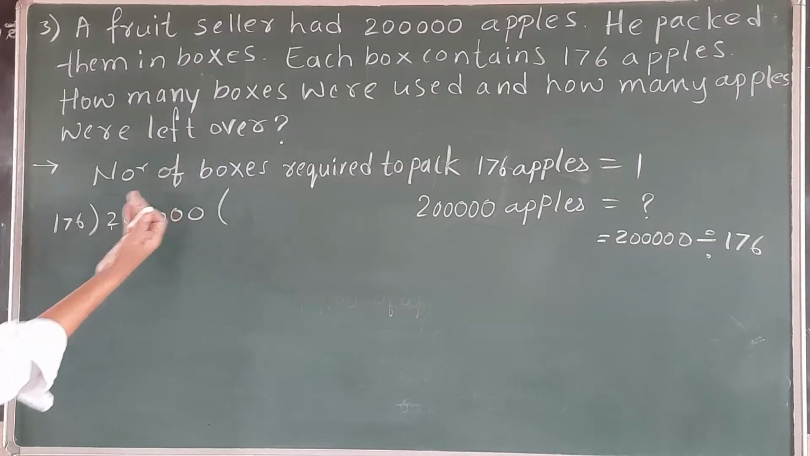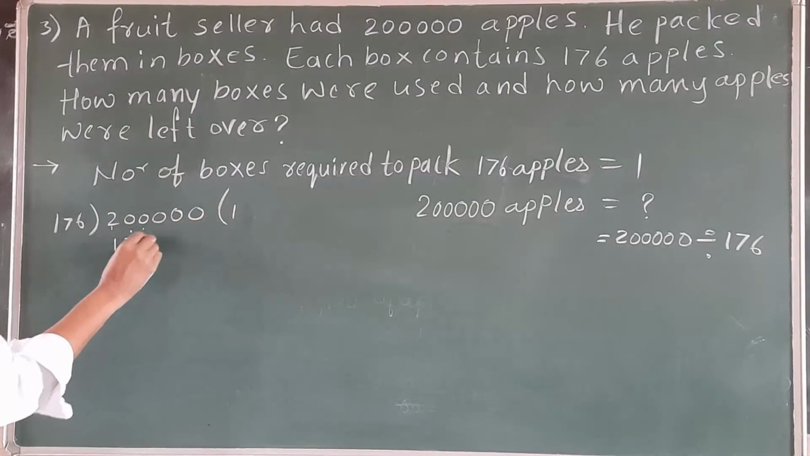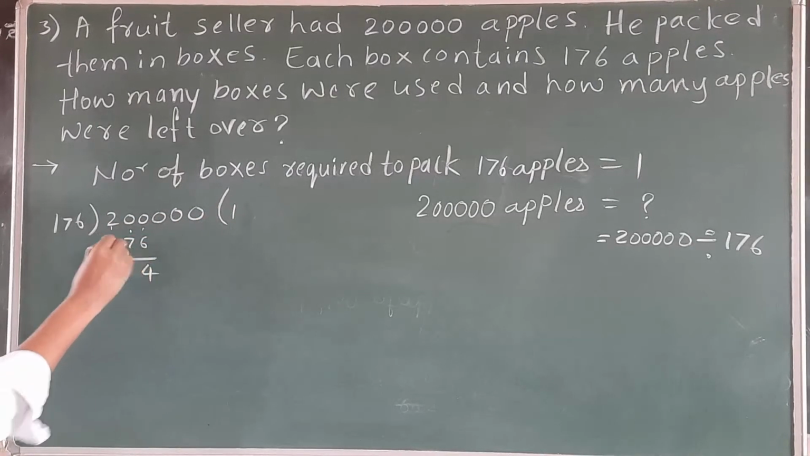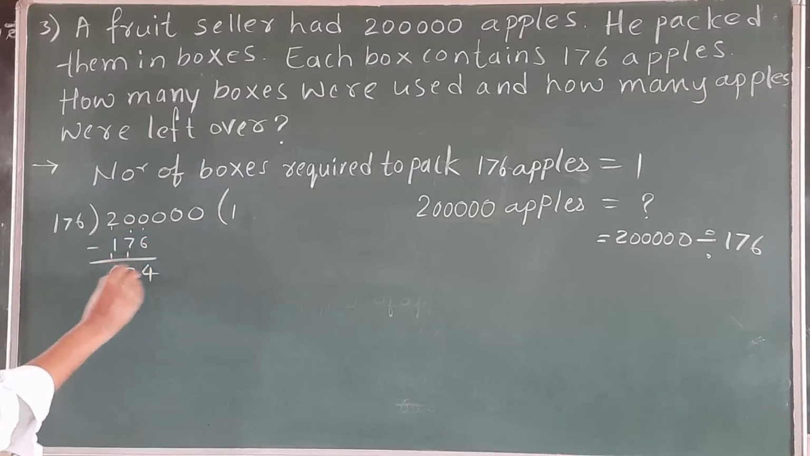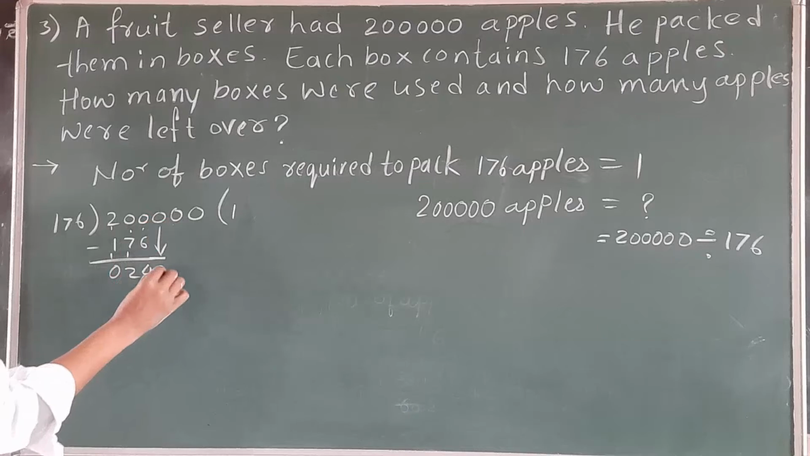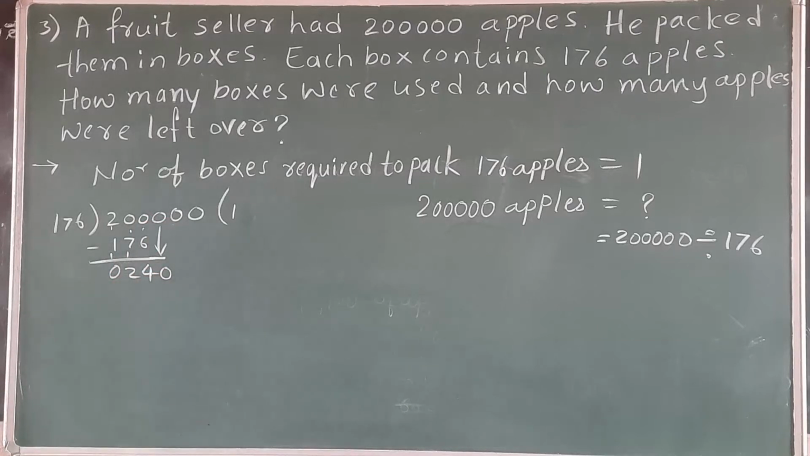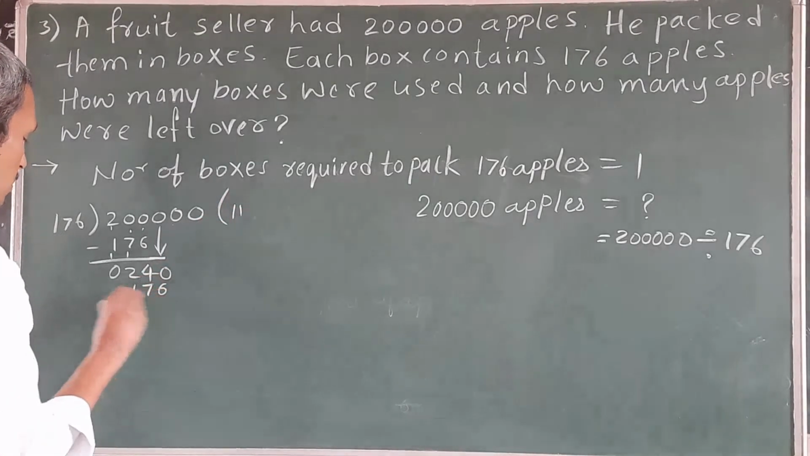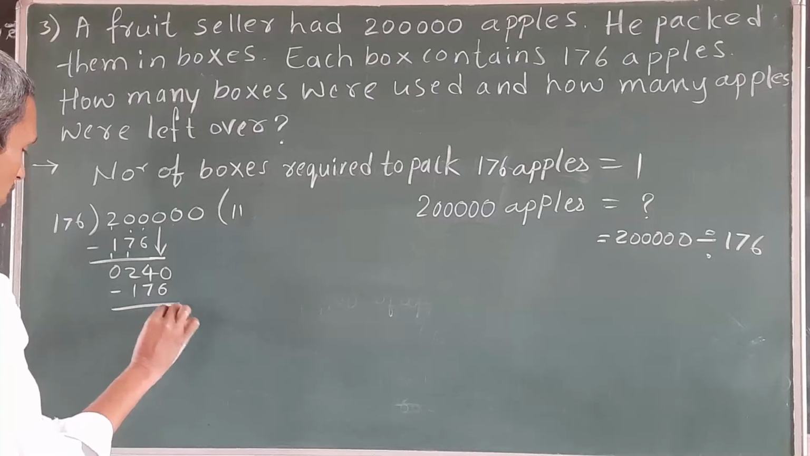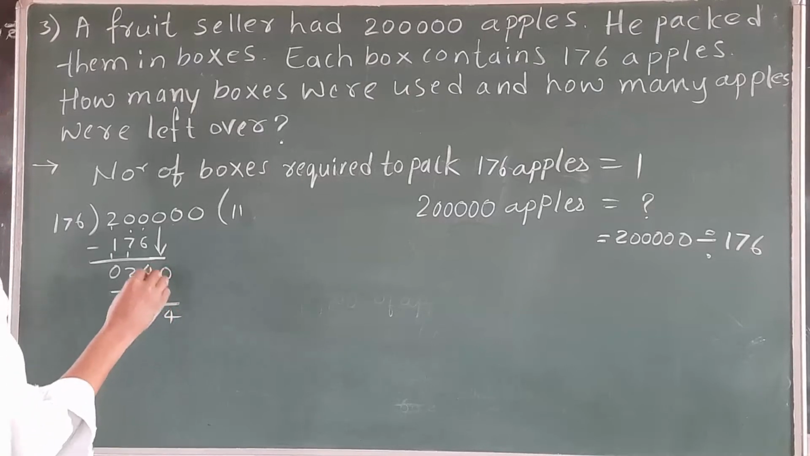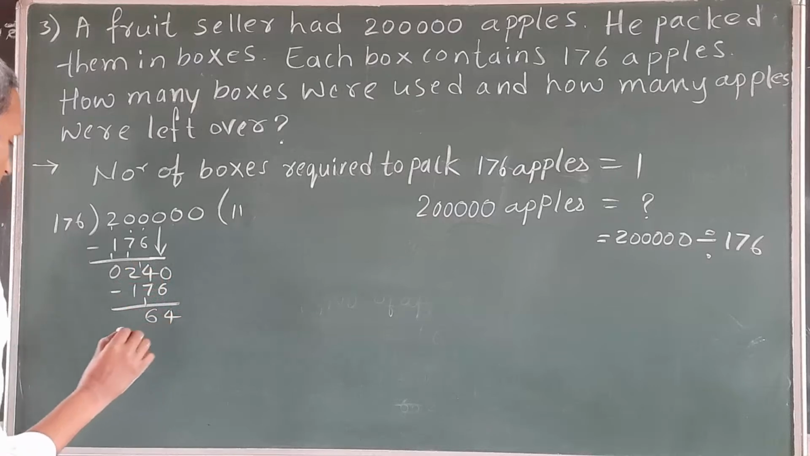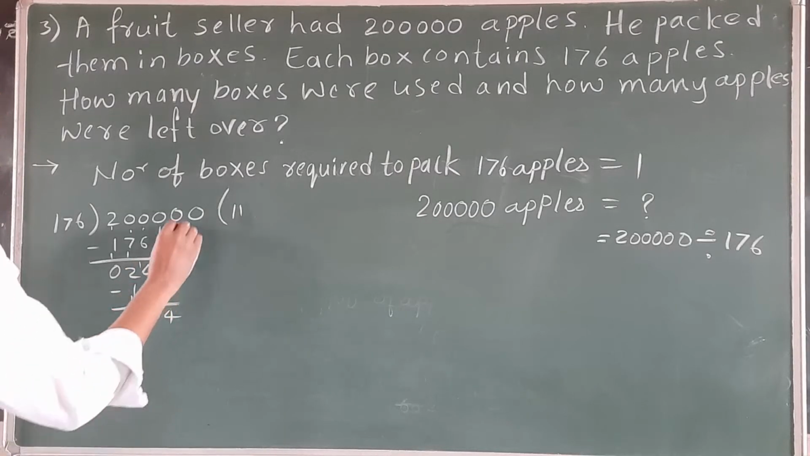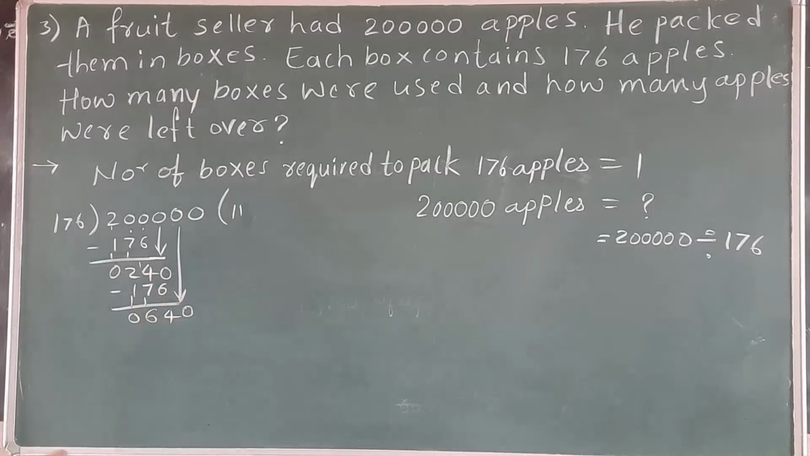Less than 200 is 176, that is 1 times 176. Subtract this, we get 24. Take the next digit after this, 0, it becomes 240. Next, 176 twos are 352, which is greater than 240. So once again we will take 176 ones are 176 and we will subtract. After subtracting we get 10 minus 6 is 4 and 14 minus 8 is 6. This one is 0. Take the next digit down and here it becomes 640.